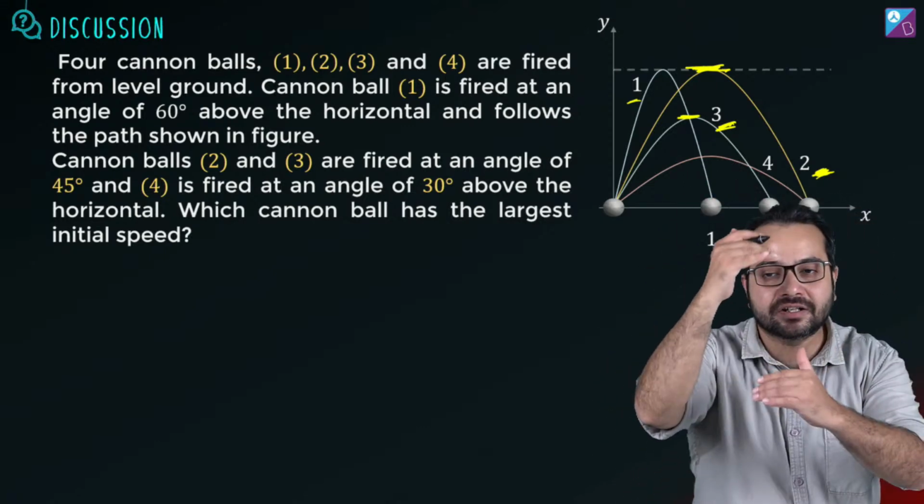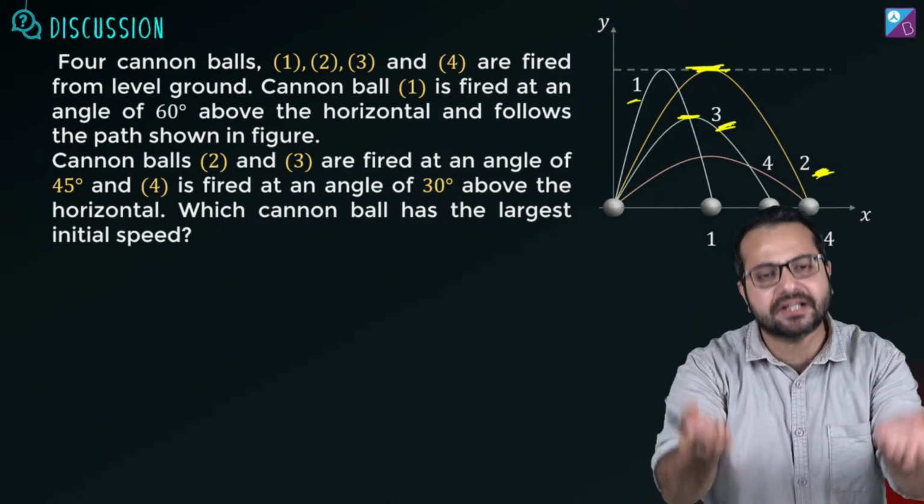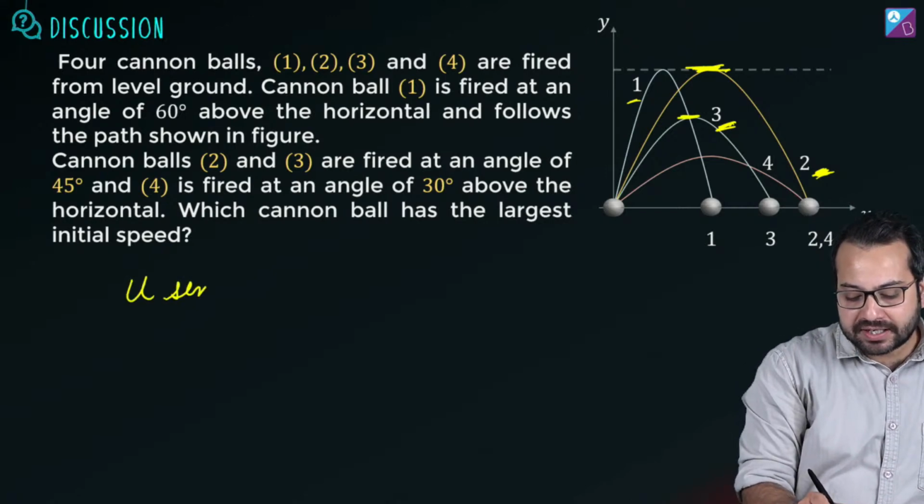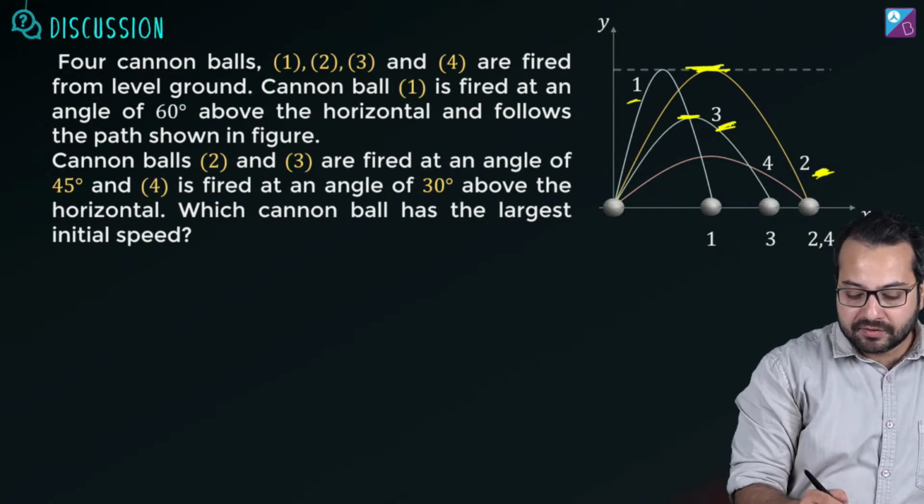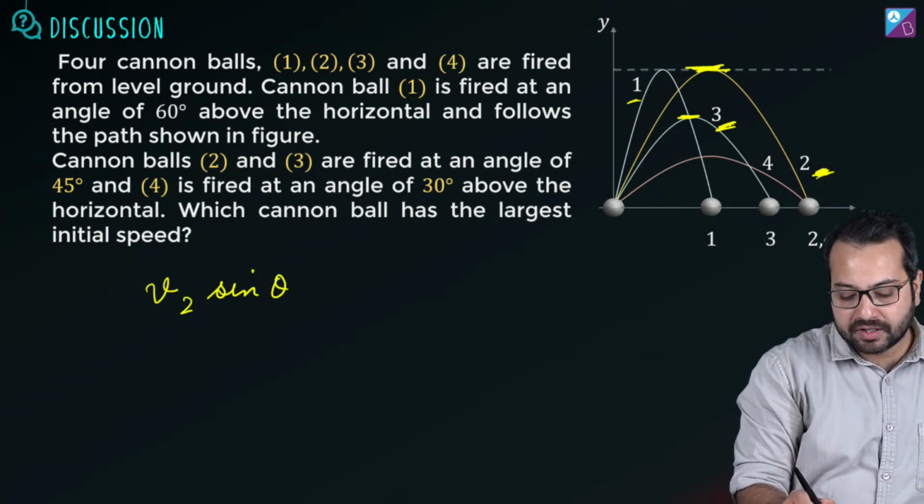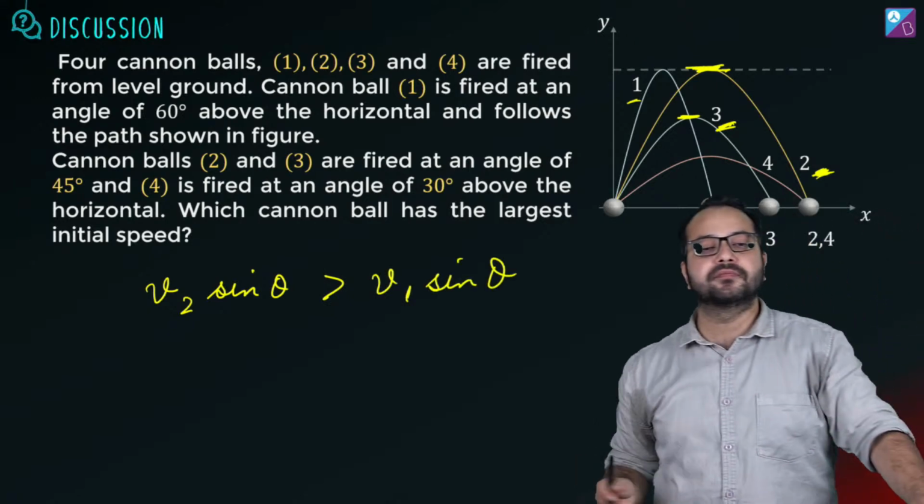Okay? And the maximum height reached depends on what? It depends on only the vertical velocity. So can I say v2 sin theta will be greater than v1 sin theta? Can I say that or not? Tell me.